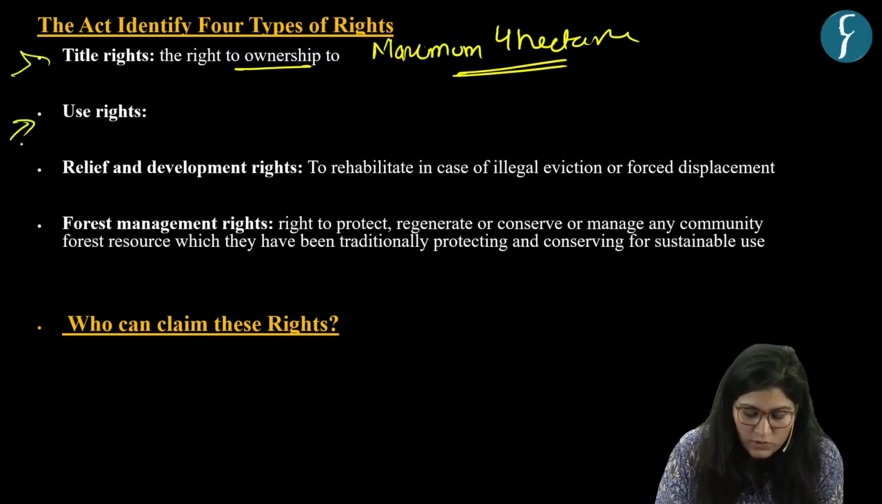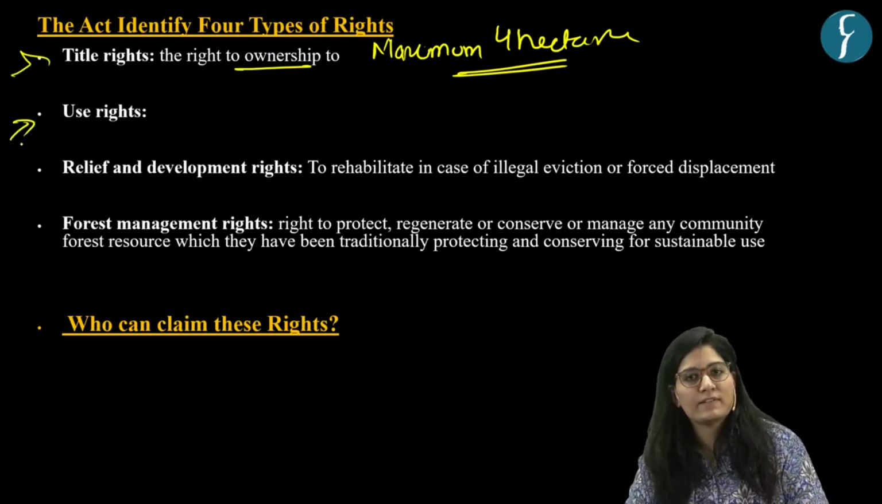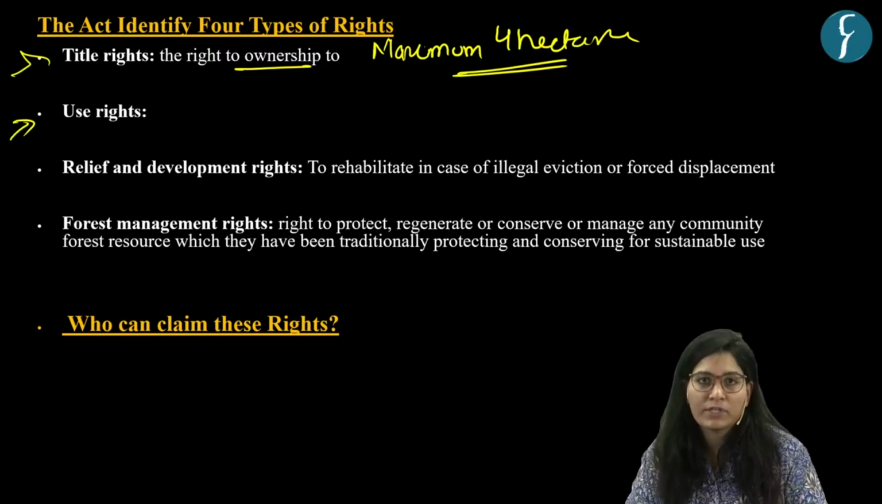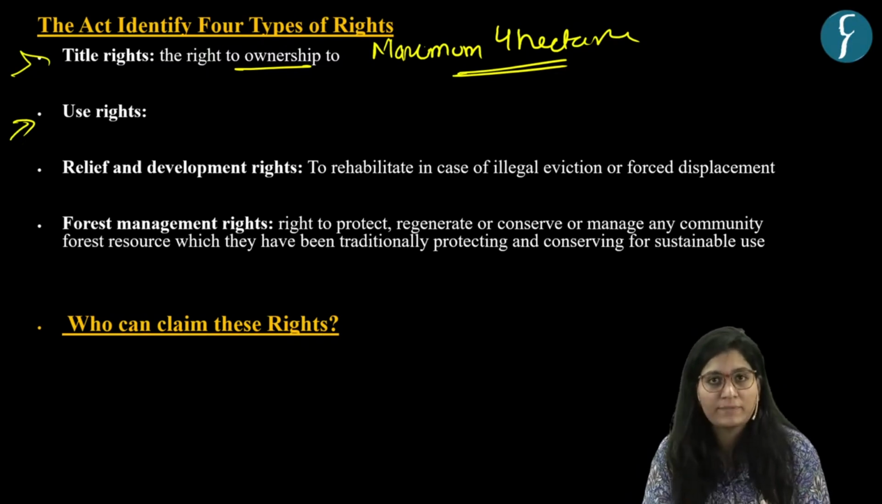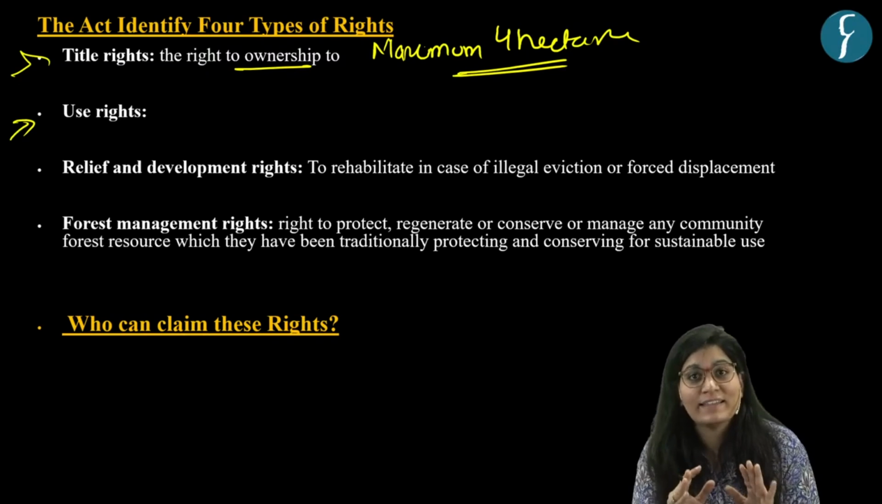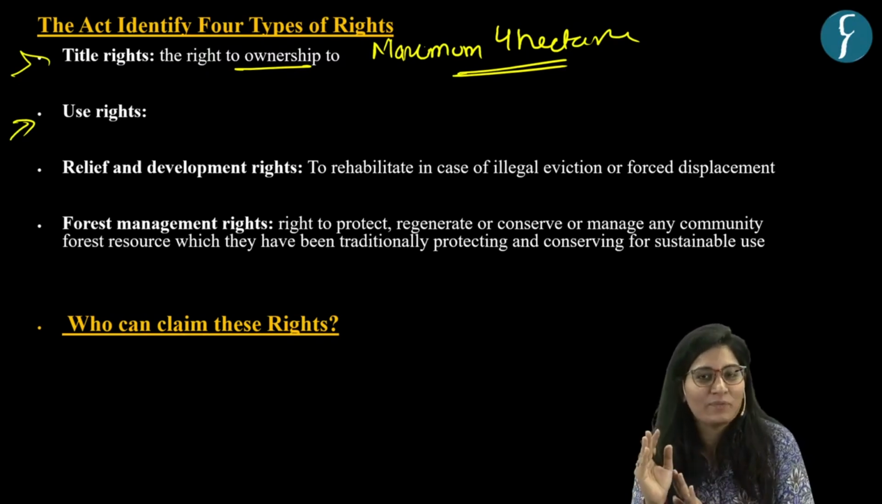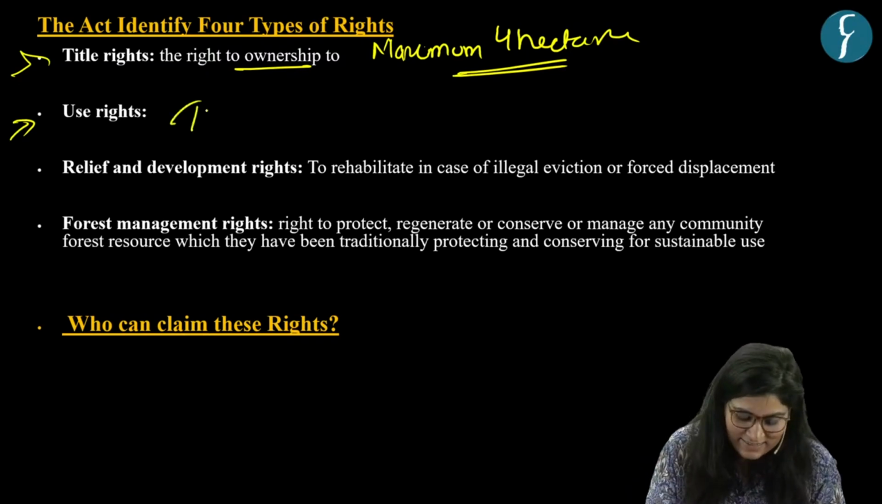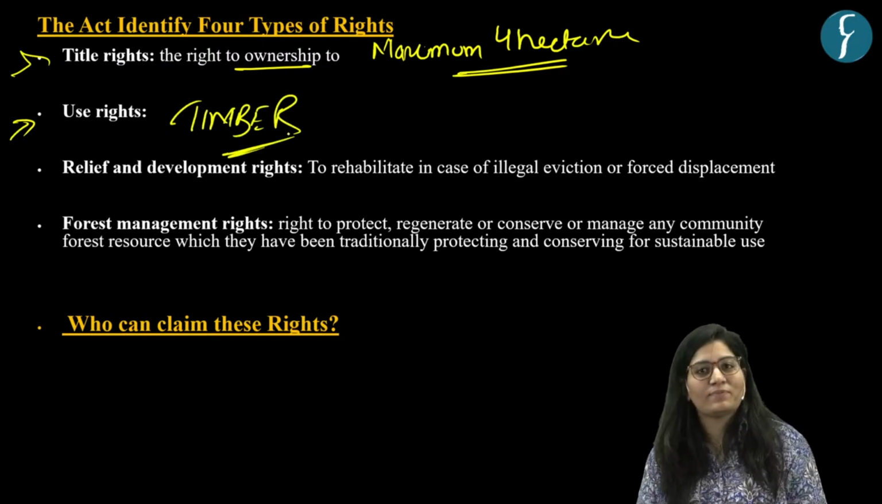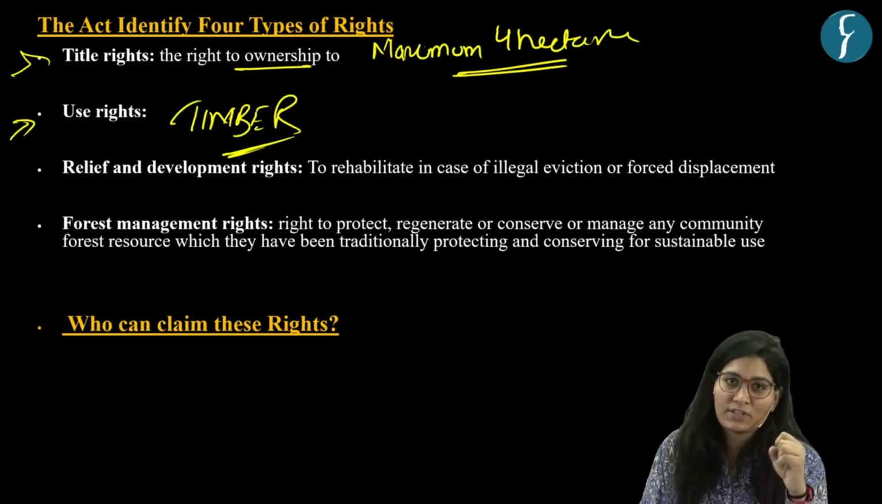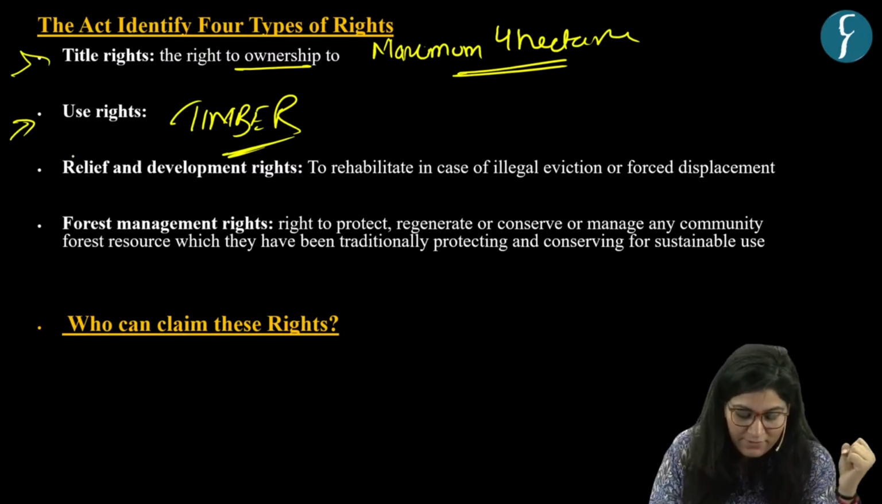Then they have use right. Forest dwellers can use the minor produce from the forest like tendu patta, medicinal plants. Other than, you need to tell me, which one is excluded? Yes, timber. For what? For the sake of reducing deforestation. Okay. Then they have use right.